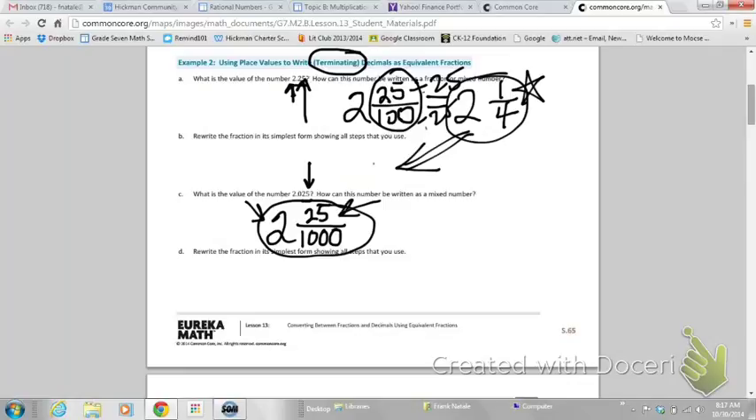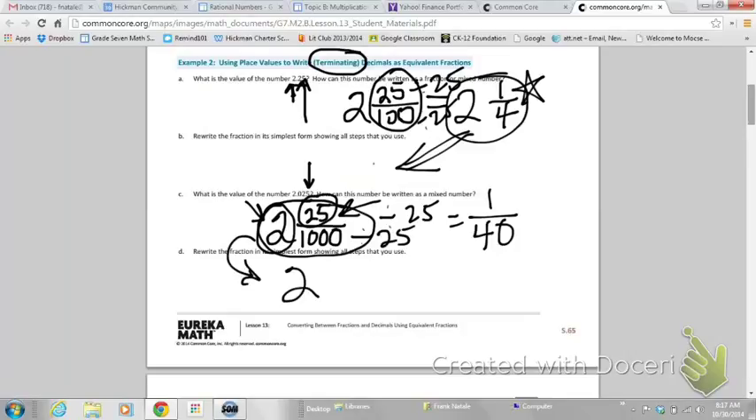Now I rewrite the fraction in its simplest form, and again, I know that 25 and 1,000 have a common factor, and that common factor is 25. So if I divide 25 by 25, of course I get 1. And if I divide 1,000 by 25, I will get 40. And I never forget when I'm rewriting this, I don't forget my whole portion here. So it's still 2, and we have 1/40. We know that can't get any simpler because our numerator is 1.